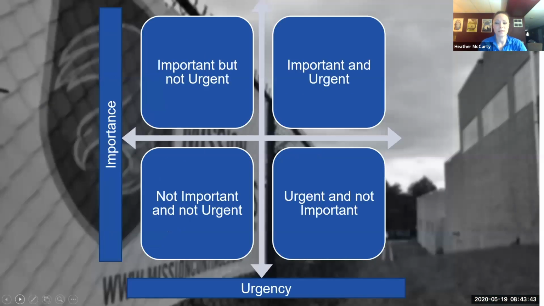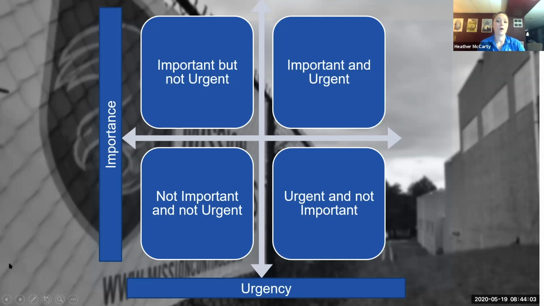So you can see the matrix here on the screen. And on the left-hand side, it shows the continuum of importance going from low importance at the bottom to high importance at the top. And across the bottom, you can see the urgency going from not very urgent on the left to very urgent on the right, which creates these four quadrants.